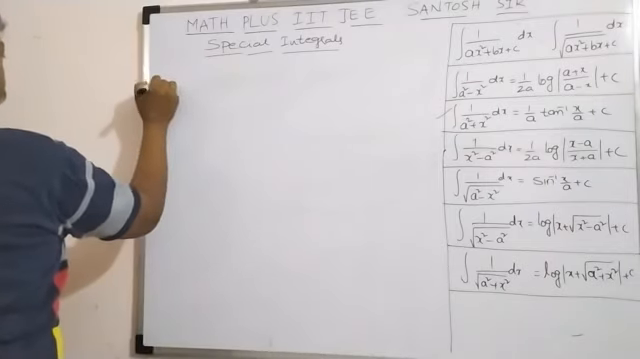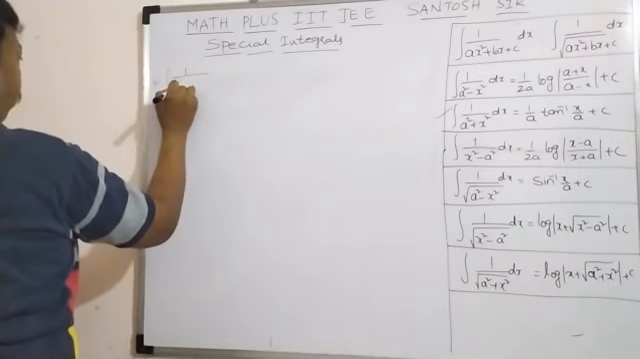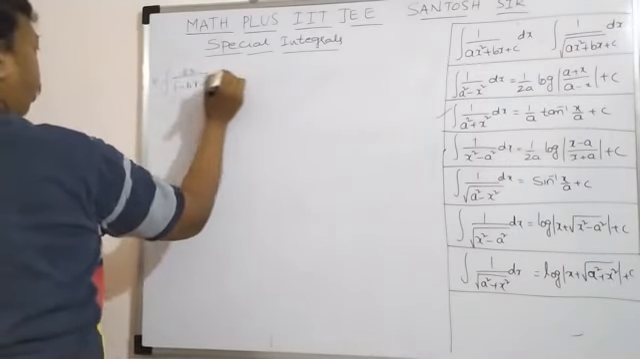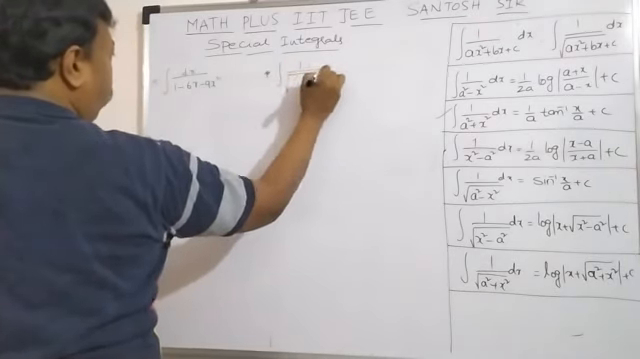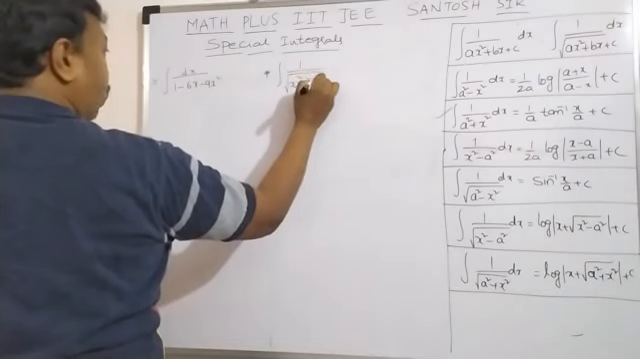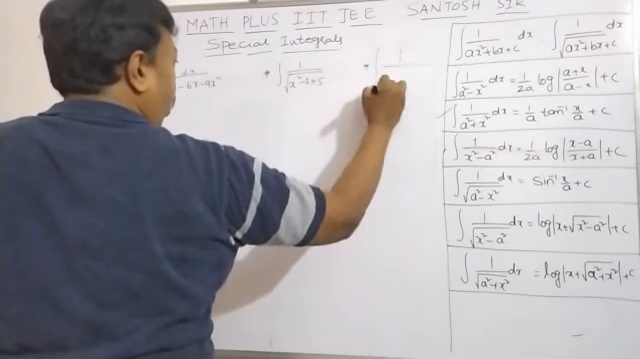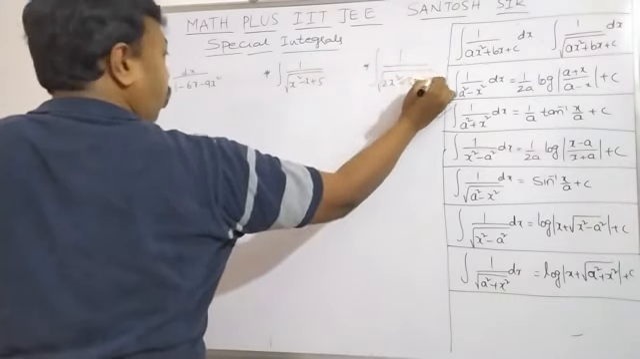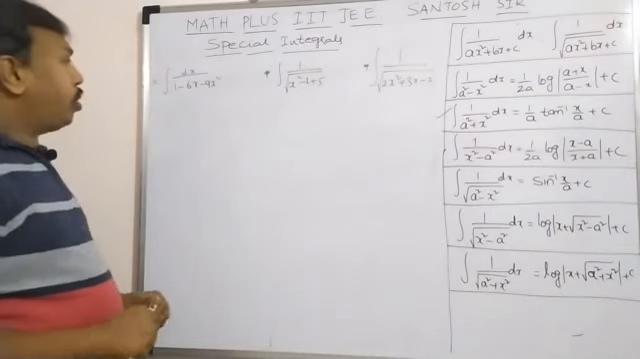Let us see these questions. Integral 1 upon 1 minus 6x minus 9x square dx. Another question: integral 1 upon under root of x square minus x plus 5. Integral 1 upon under root of 2x square plus 3x minus 2. Now let us see these three questions.